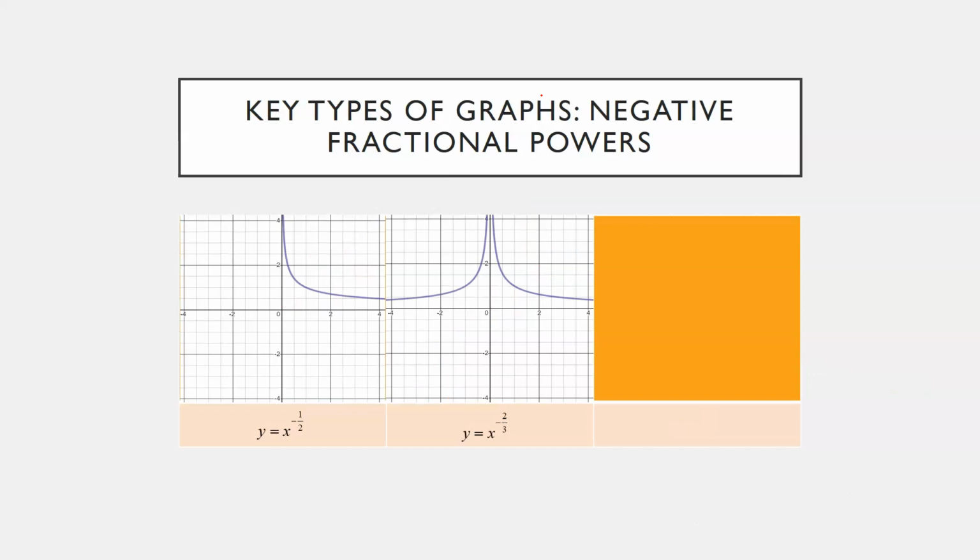Next, we can also have graphs with negative fractional powers. We can have y equals x to the negative half, or y equals 1 over the square root of x. And again, x cannot be negative in this case because we can't take the square root of a negative number. Or y equals x to the negative 2/3, where x can be positive or negative. In both of these cases, x also can't be 0 because otherwise we'd be dividing by 0.